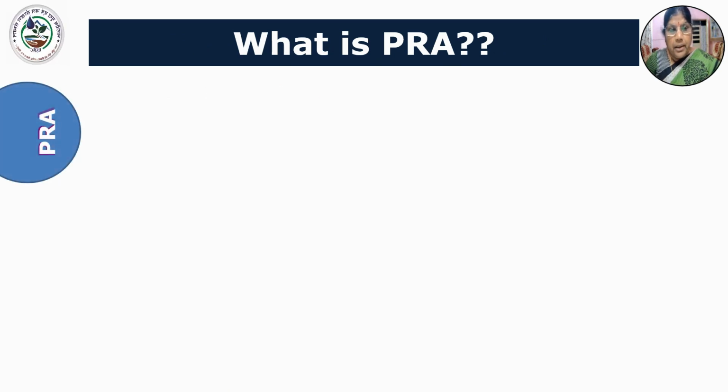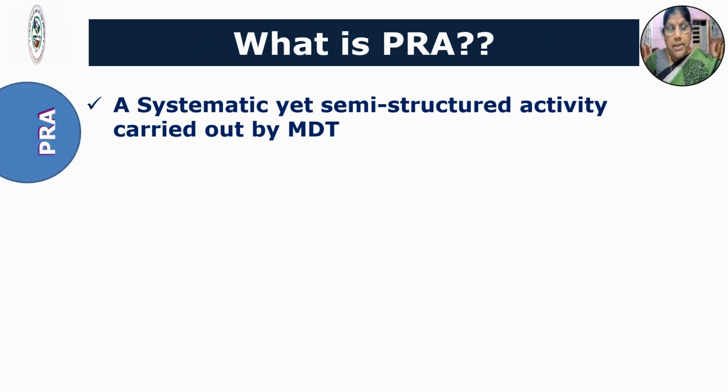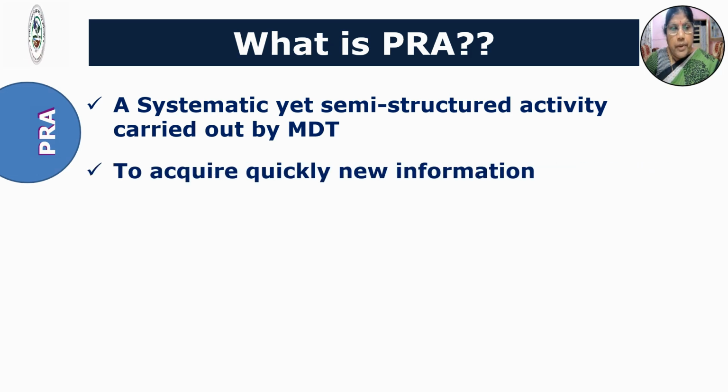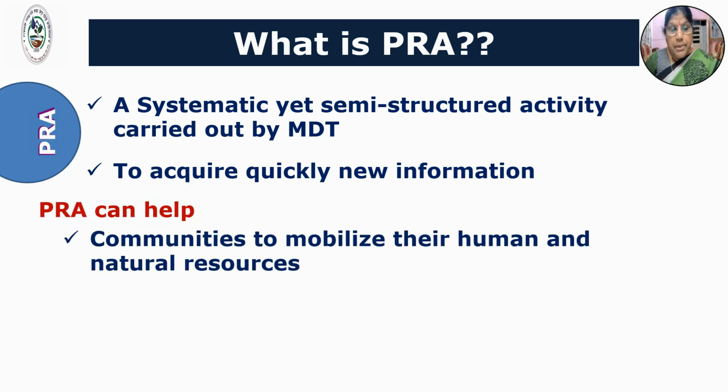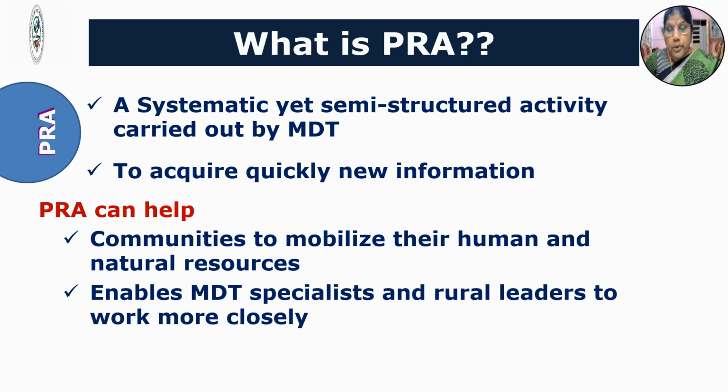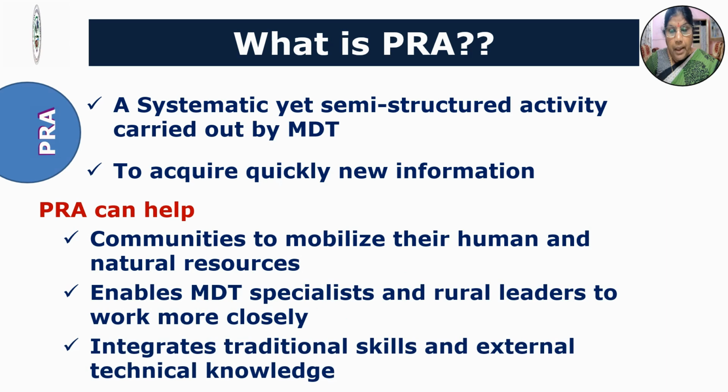What is PRA? It is a systematic yet semi-structured activity carried out in the field by a multidisciplinary team of specialists. This is done to acquire quickly new information on and new hypotheses for watershed development. PRA can help the communities to mobilize their human and natural resources. It enables the multidisciplinary team of specialists and the rural leaders to work more closely in the watershed. It integrates the traditional skills of local people and the external technical knowledge of the project staff.